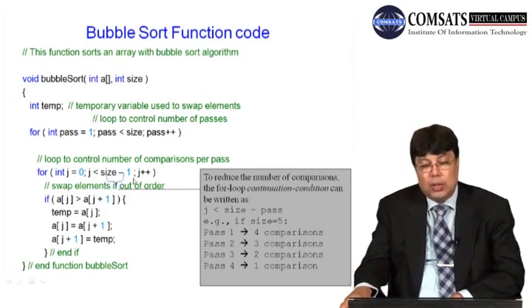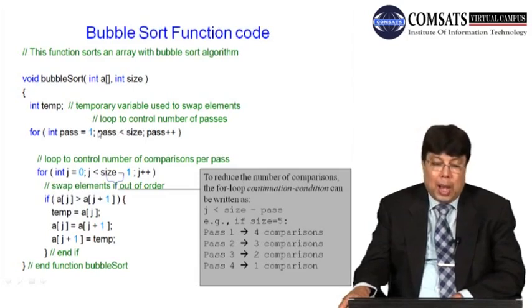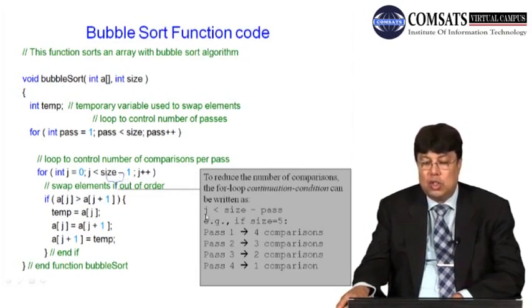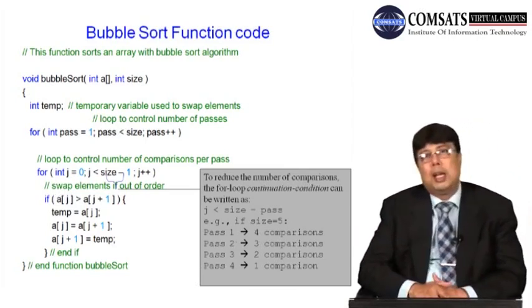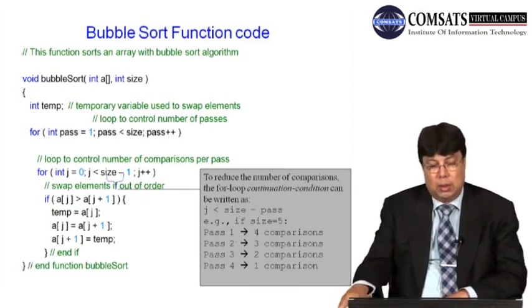So what we can do here, instead of size minus 1, we can put size minus pass. So if pass is 1, first time it will run size minus 1. If pass is 2, in the next iteration of the loop, it will be size minus 2. If pass is 3, it will be size minus 3. So instead of size minus 1, we can use this check j is less than size minus pass. So that will ensure that if pass is 1, it will go 4 times, then 3, then 2 times, and then 1 time. So that will automatically reduce the number of comparisons within each and every pass. That is the second improvement that you can perform in this algorithm.